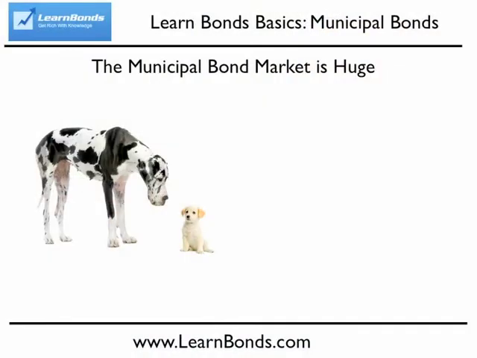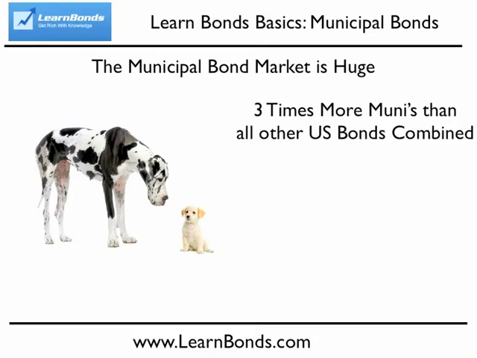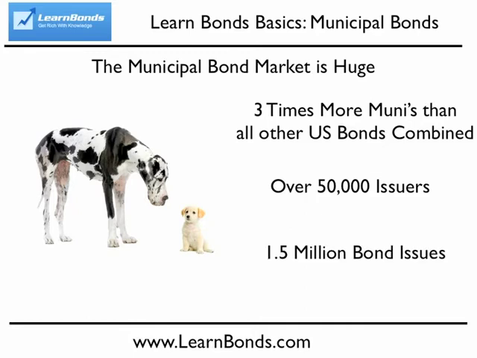The municipal bond market is absolutely huge. If you combined all the other types of bonds issued in the U.S. together, they would equal less than a third of the number of municipal bonds. There are over 50,000 different government entities that have issued municipal bonds, and over 1.5 million different municipal bond issues. This means that there is enormous diversity in the municipal bond market in terms of interest rates, maturity, safety, and how easy they are to buy and sell.